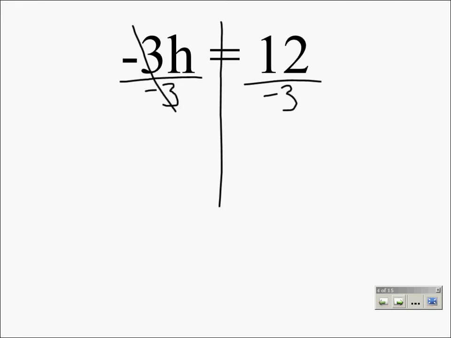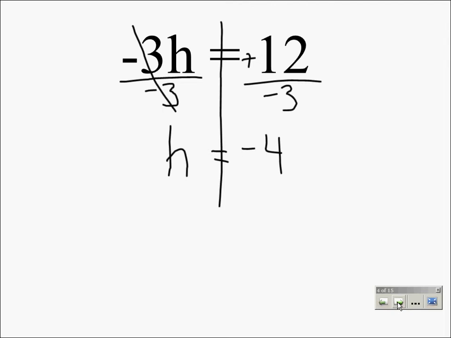Over here they cancel or go to 1 because negative 3 divided by negative 3 is 1. And I'm just left with h. I still have my equal sign. 12 divided by negative 3. Well, first I think about what 12 divided by 3 is, and that's 4. And a positive divided by a negative is negative.